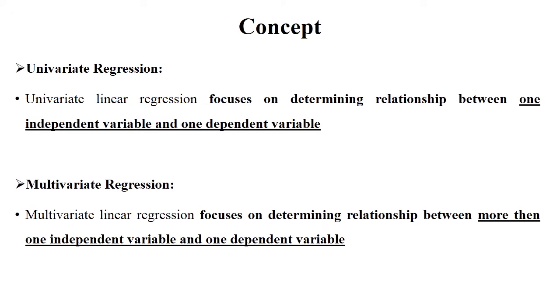Now the next one is multivariate regression. Multivariate regression focuses on determining the relationship between more than one independent variable and one dependent variable, right? So let's see one example.